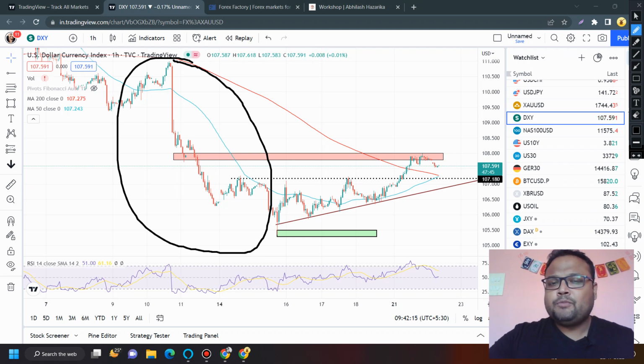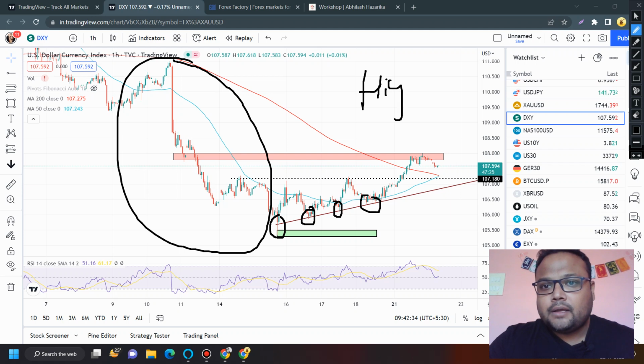But the most important thing about DXY is that after this massive correction, we can see the buyers in the market have not surrendered yet. The buyers present on DXY are still trying their best to take the market up. How do we get such information? From the chart only, because you can see that market is right now forming higher lows on the chart.